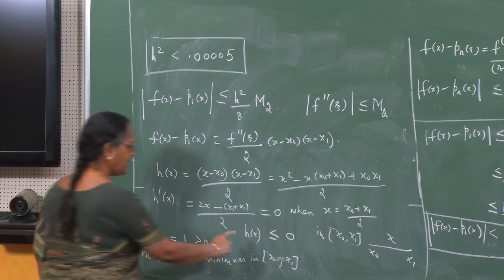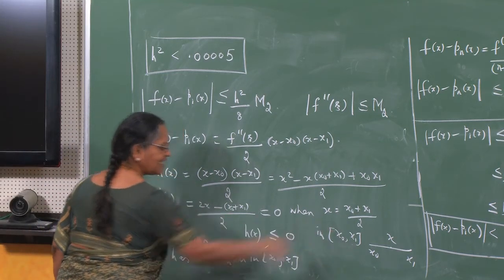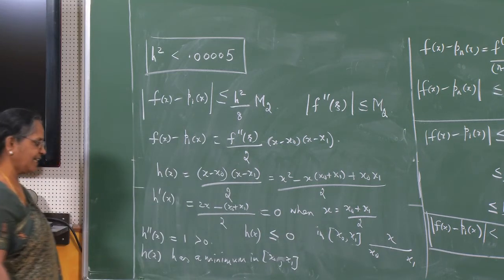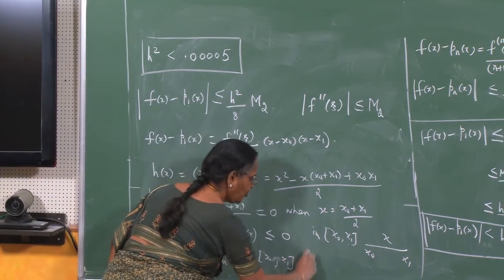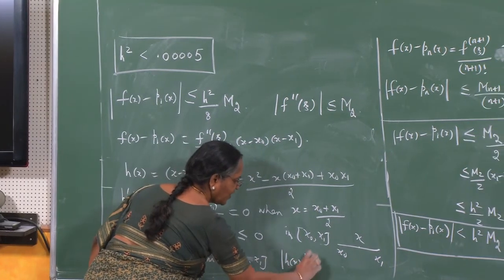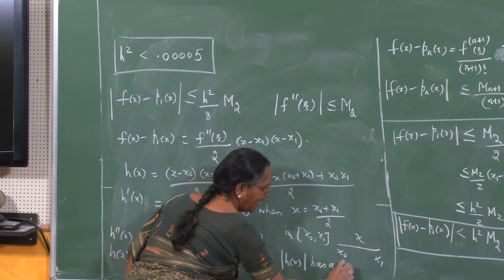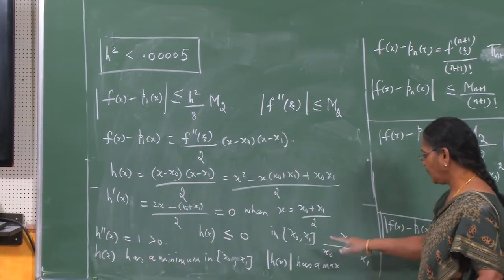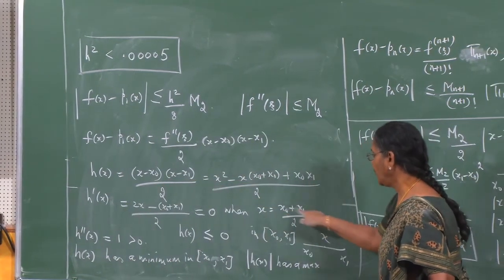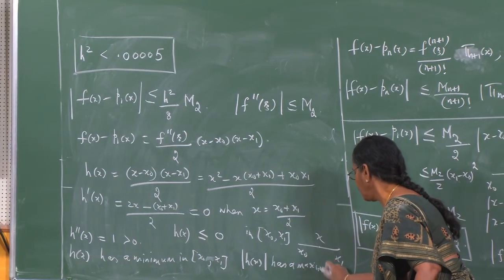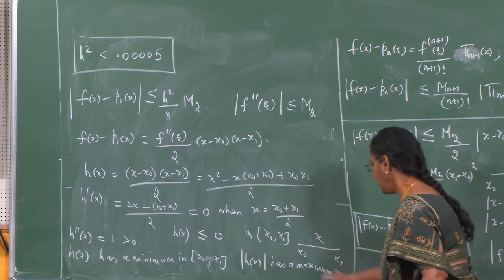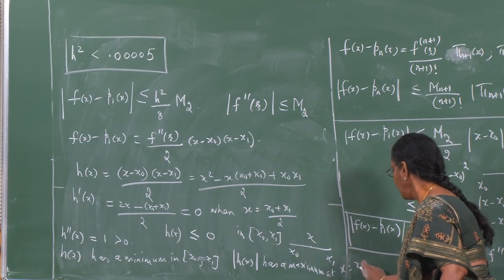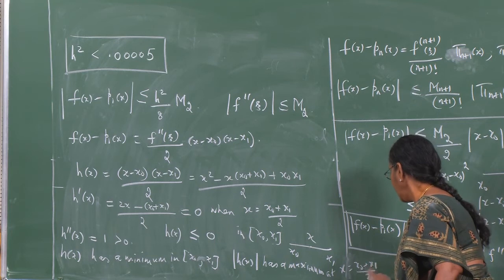We have shown that h of x is negative in this interval, and h of x has a minimum in the interval x naught to x1. So, therefore, modulus of h of x has a maximum in the interval at which point? At x equal to (x naught plus x1) by 2. So, modulus of h of x has a maximum at the point x is equal to (x naught plus x1) divided by 2.